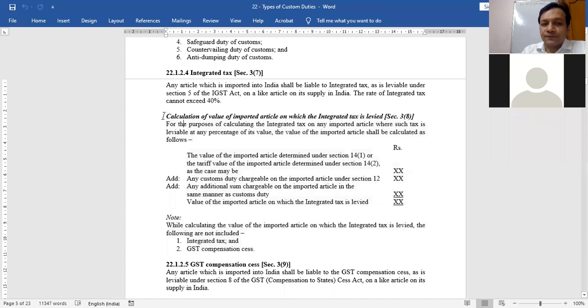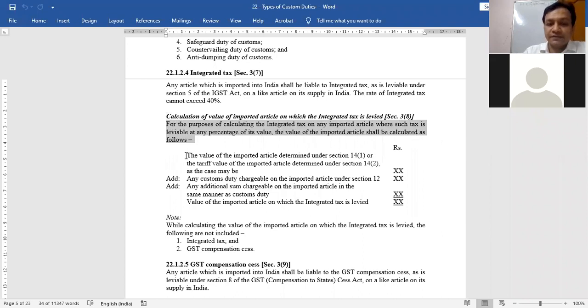Now see what is written. Calculation of the value of imported article on which the integrated tax is levied. Section 3(8). So IGST is imposed through section 3 subsection 7, but on what value it is imposed is explained in section 3 subsection 8. You are not supposed to learn this section. Now read this. For the purpose of calculating integrated tax on any imported article where such tax is leviable at any percentage of its value. Yes, in my question it is a percentage, 12% of the value. The value of the article is to be calculated by this formula.